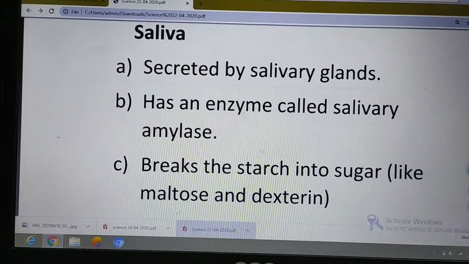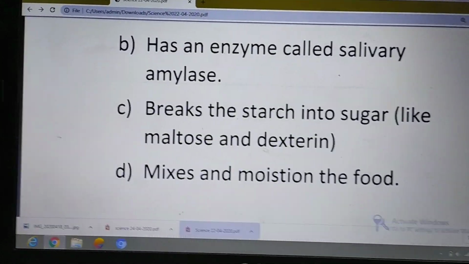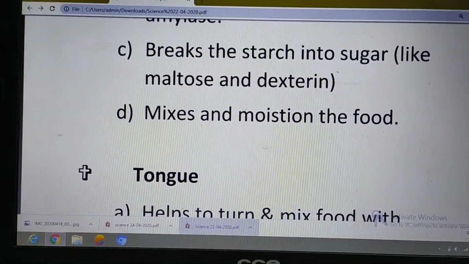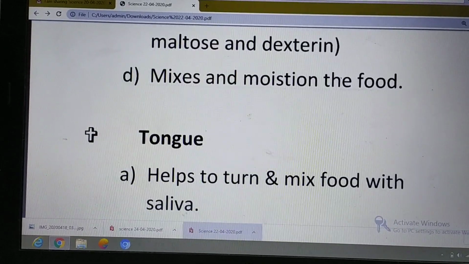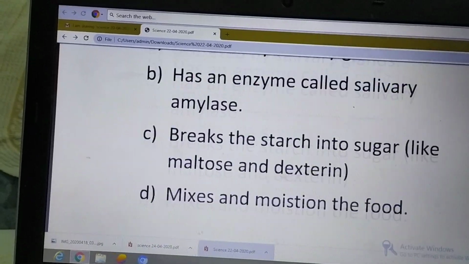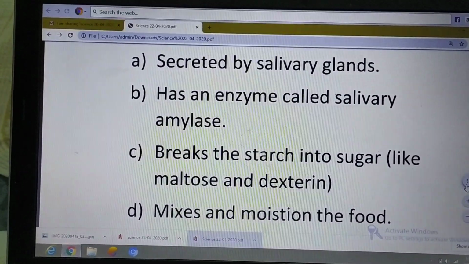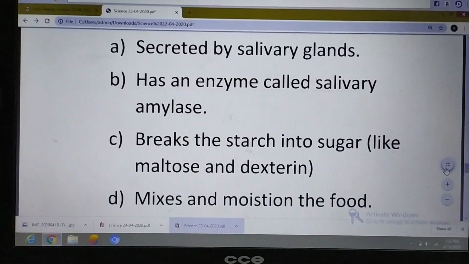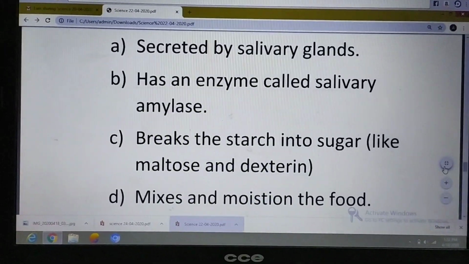Saliva contains salivary glands, which have an enzyme called salivary amylase, which helps to convert the starch into sugar. And which type of sugar? Like maltose and dextrin. It also helps to mix and moisten the food. That means saliva has 4 functions. It contains salivary glands. Salivary glands have an enzyme called salivary amylase, which helps to break the starch into sugar, and it helps to mix and moisten the food.